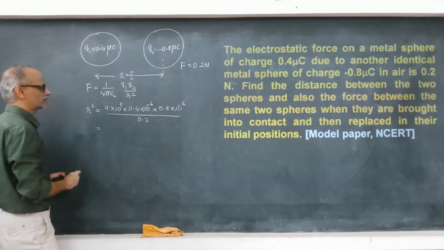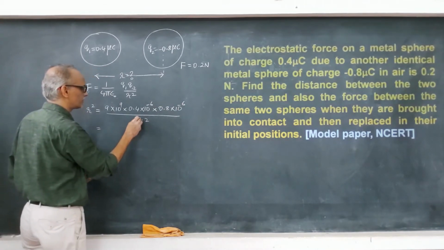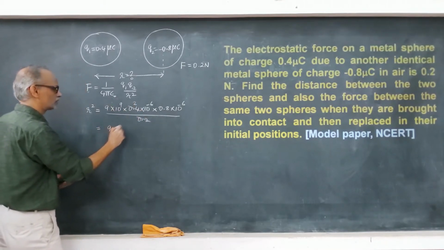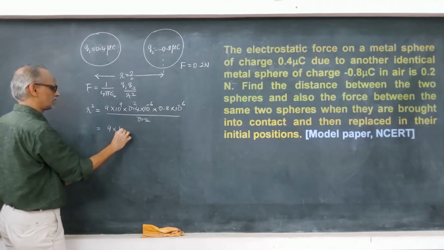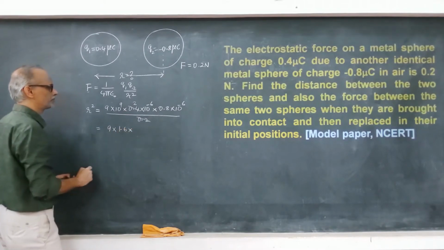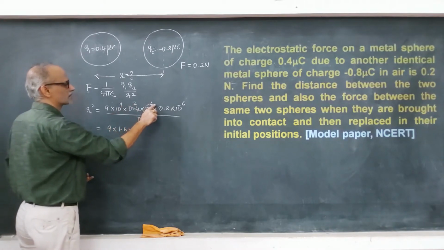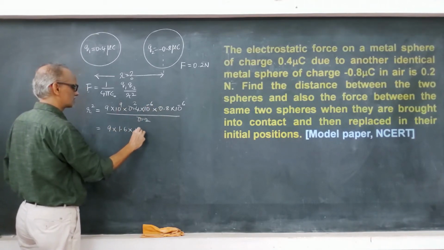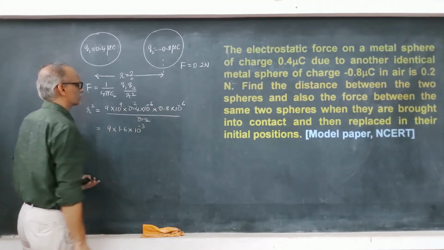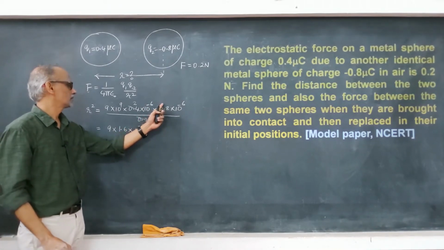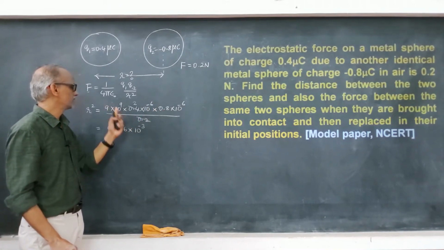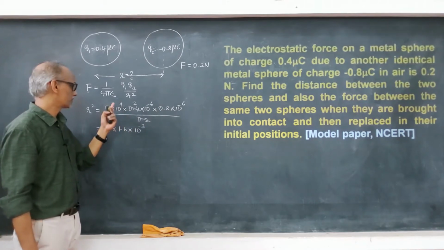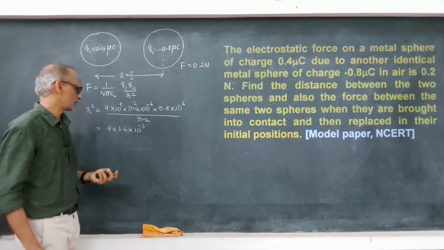Okay, all right. So let's simplify this. This 0.2 goes into 0.4 twice. Correct. So this is 9 into 0.8 into 2 is 1.6, into 10 to the power minus 12. Minus 12 plus 9 is 10 to the power minus 3. Okay, so we get minus 9 minus 3, which is nothing but minus 12 here.